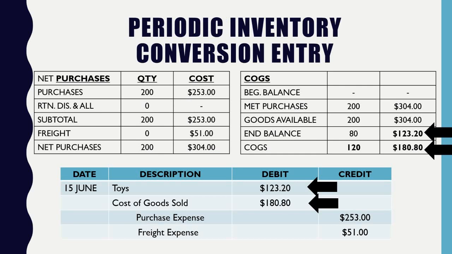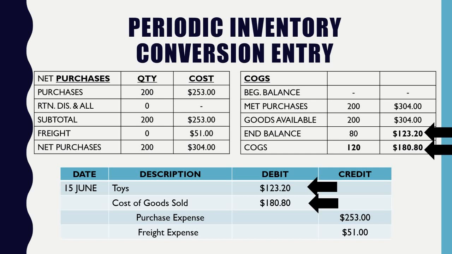So, once again, we already calculated those figures. We know what those numbers are. Right here, we know that our ending inventory was 80 units or 80 toys costing a grand total of $123.20. So you plug that number in right there, okay? Second thing that you know is here that you have a cost of goods sold.